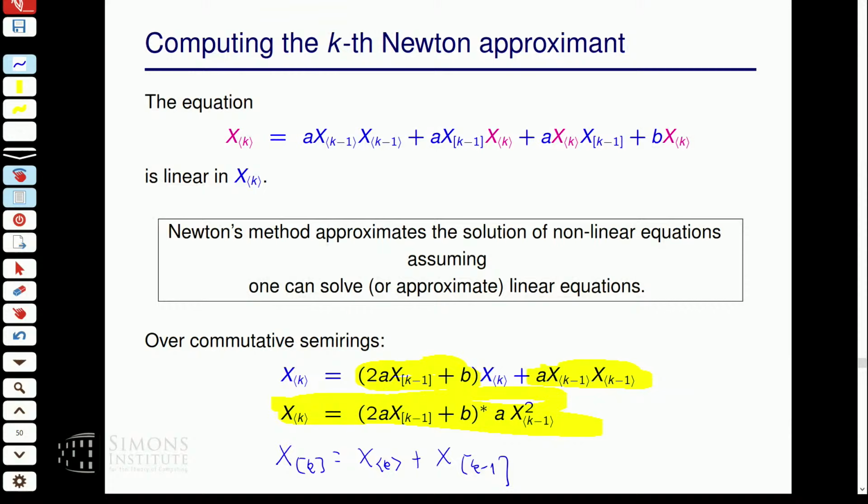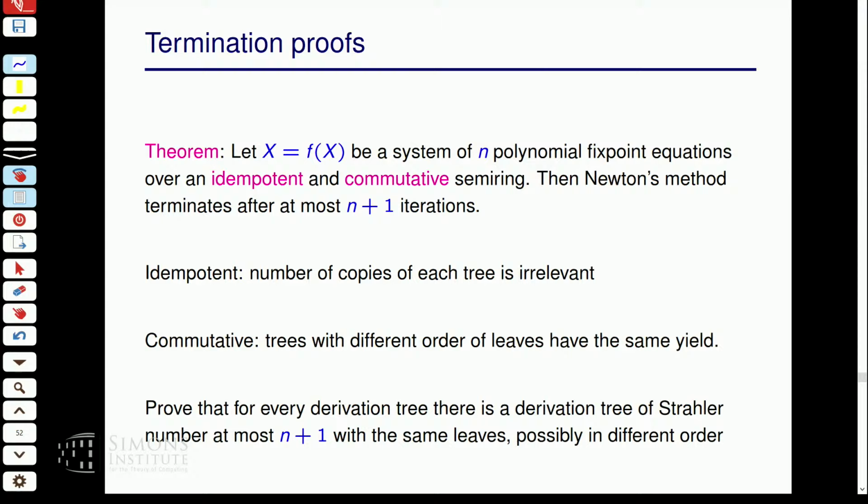Good. Okay, because then the rest of the stuff is going to be a couple of applications, in quotes, applications, depending on how applied you take this to be. So the first thing is that you can use this to prove that Newton's method terminates for, in particular, this class of semirings. Newton's method terminates over idempotent and commutative semirings. What this means is that there is a fixed number of iterations such that after that number of iterations, you know that you already have reached the fixed point.